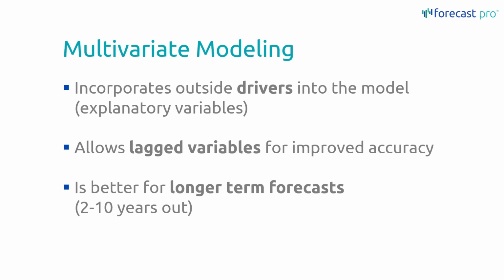And speaking of timing, the other advantage of multivariate modeling is that it is designed for longer-term forecasts. If you're going out 2 years or 5 years or 10 years, univariate or the time series methods just aren't designed for that. Whereas with multivariate, because you have these drivers, you can make predictions of changes to the drivers, which can help you predict changes in your business itself.